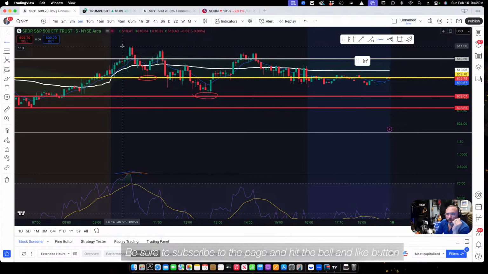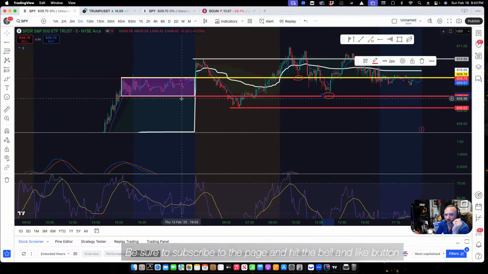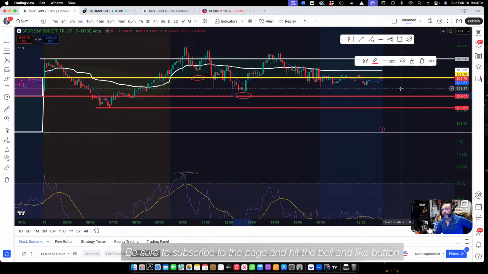you got a retest here and a retest here just off of drawing this little consolidation. The high of the day before and the low of that range that we found. We had a bounce here and a bounce here. And this one was a really good play, 609 all the way back to 610.70. So it wasn't a bad play at all.